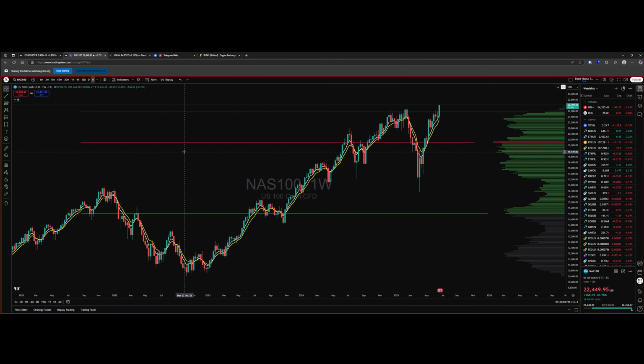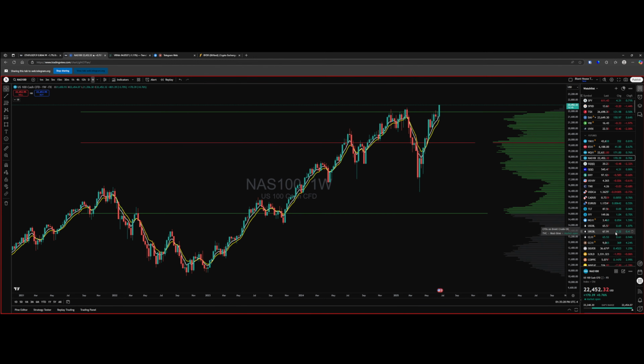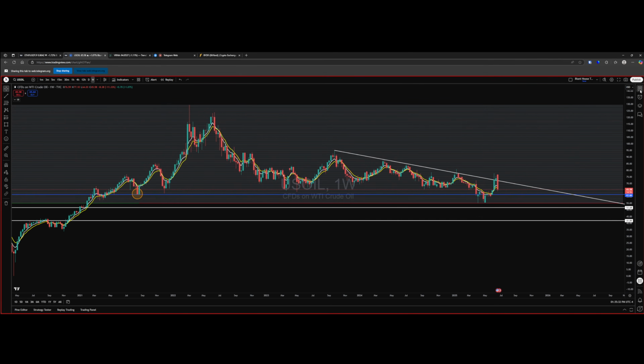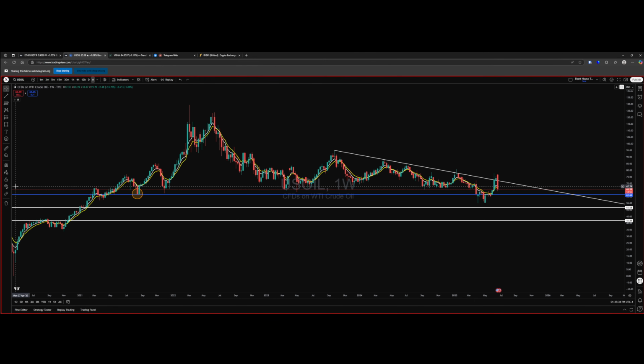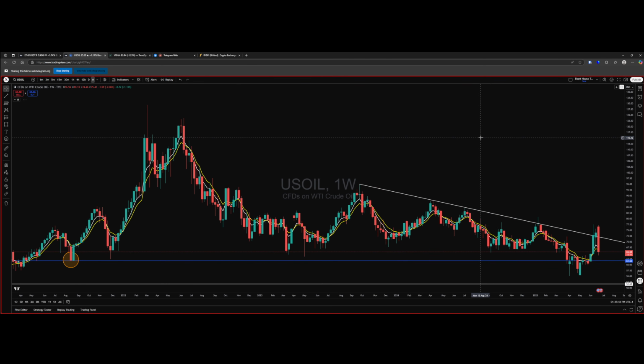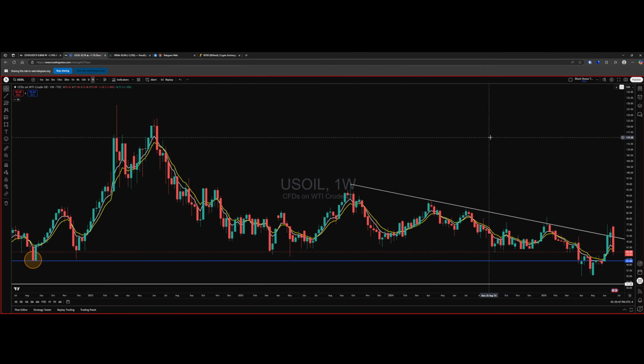Well, so there's your weekly NASDAQ chart. The beat goes on. That's all we can say. The beat goes on. Here's our weekly oil chart. Not much has changed. We are still... it's a big weekly red candle.